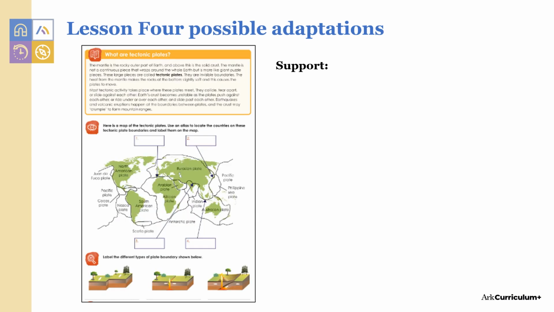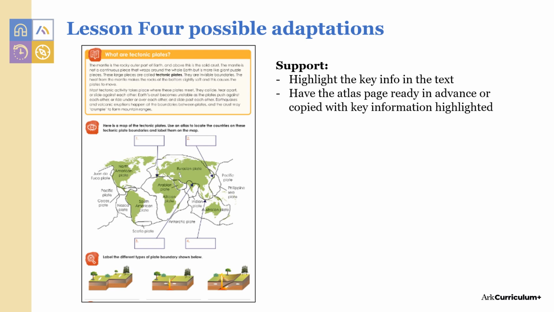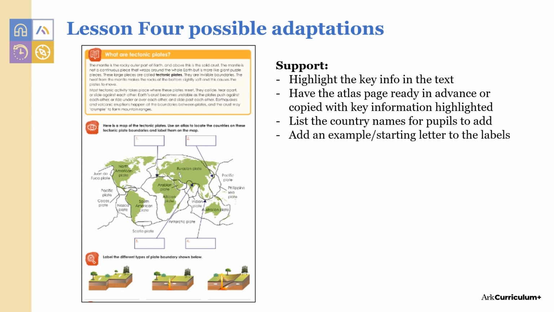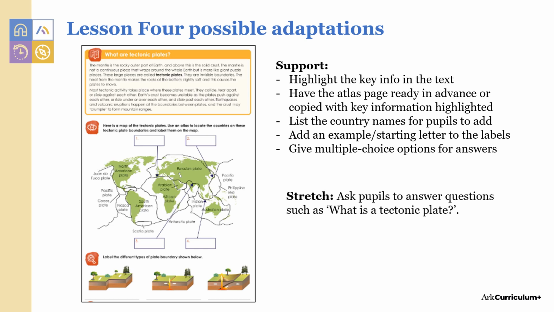To support pupils in lesson 4, you could highlight the key information in the text or have the atlas page ready in advance or copy with key information highlighted. You could list the country names for pupils to add. You could add an example or a starting letter to the labels. And you could give a multiple choice option for an answer. Stretch pupils by asking them to answer questions such as, what is a tectonic plate?